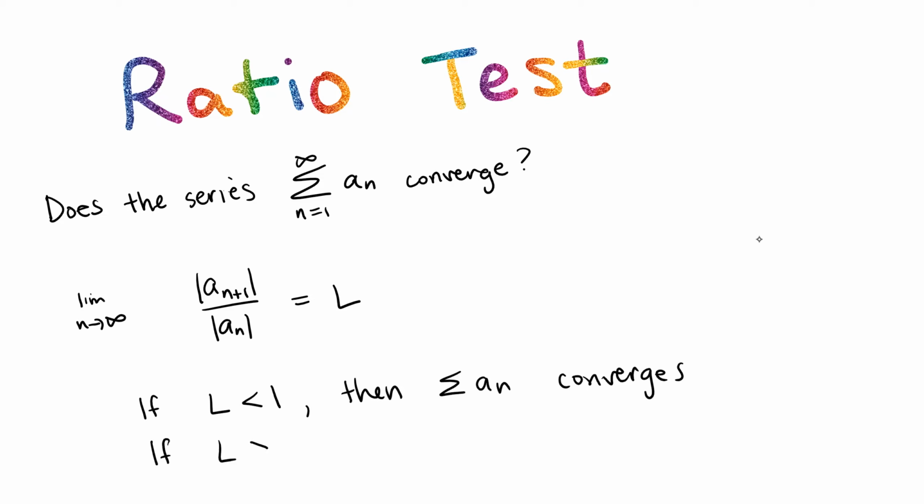If our limit is greater than 1, then our series diverges. And if the limit is exactly 1, then the ratio test is inconclusive.